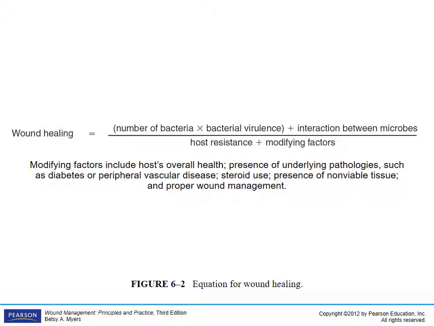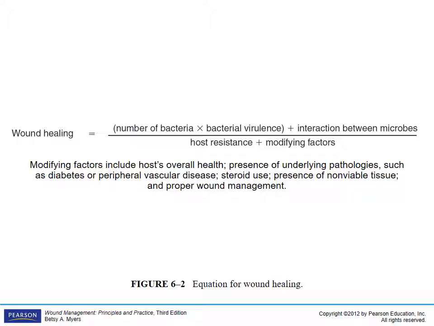So here's the equation for wound healing. Basically, it's the number of bacteria and the interactions between the microbes, as we saw just a minute ago, the critical colonization of the microbes, over the resistance that the body has and what modifying factors they have.